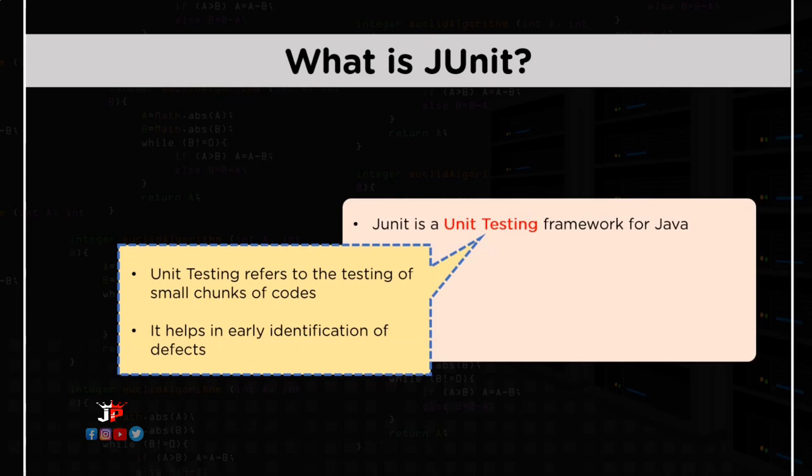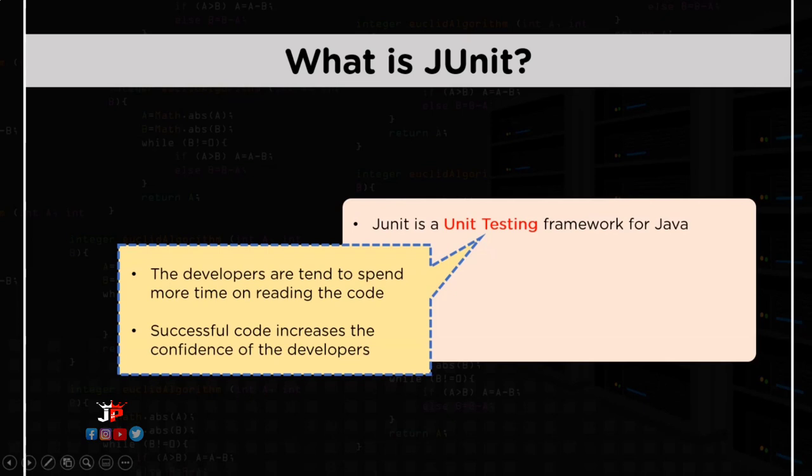If the tested units are small, the tests tend to run faster, providing a better insight into the code and its performance. Unit testing helps in the early identification of defects. It enables the developers to spend more time on reading the code rather than writing it. And a successful code helps in boosting the confidence of the developer.